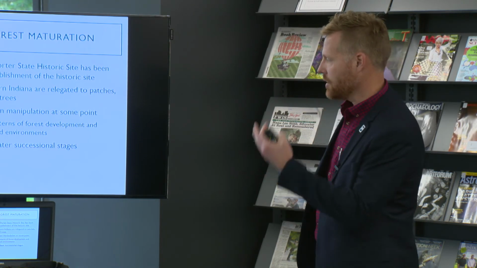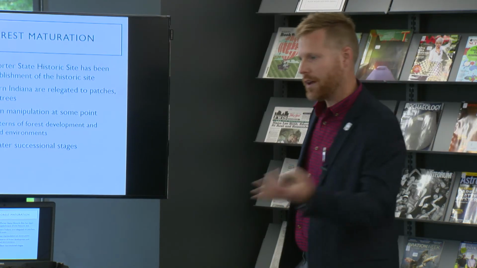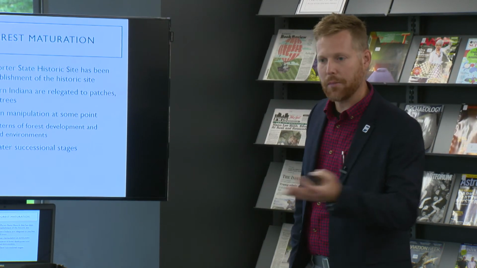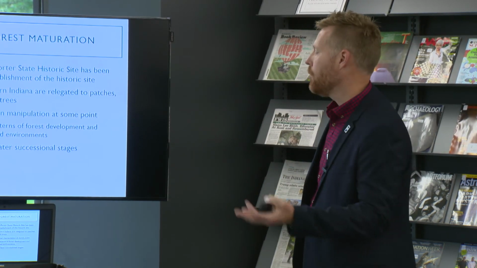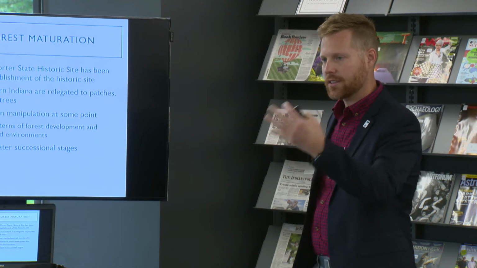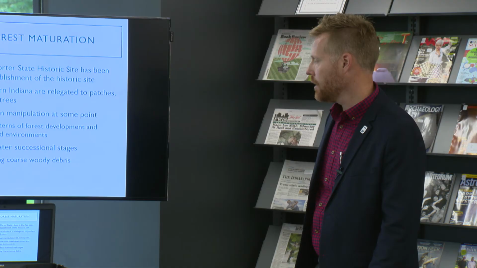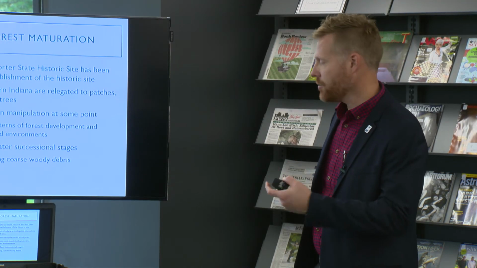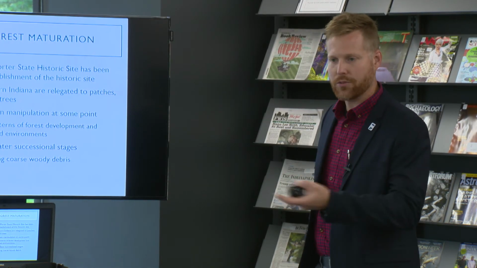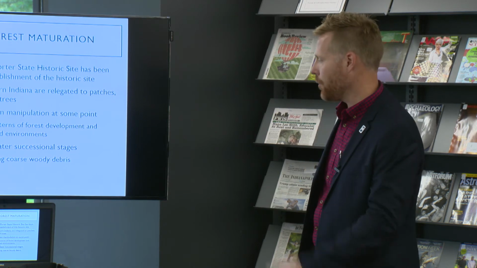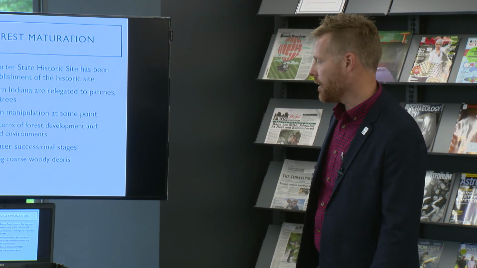It's always changing. So this sugar maple forest is going to progress through time, but it'll probably stay sugar maple, but we'll start seeing beech come in. We'll start seeing some later successional species come in as it progresses through time. It's going to stay closed canopy. There's going to be more and more coarse woody debris accumulating, which is really important for wildlife and the function of the forest.